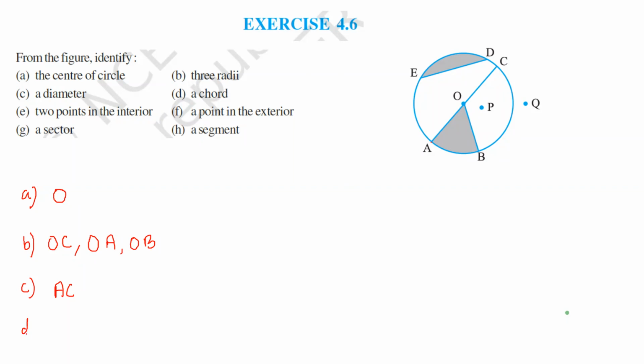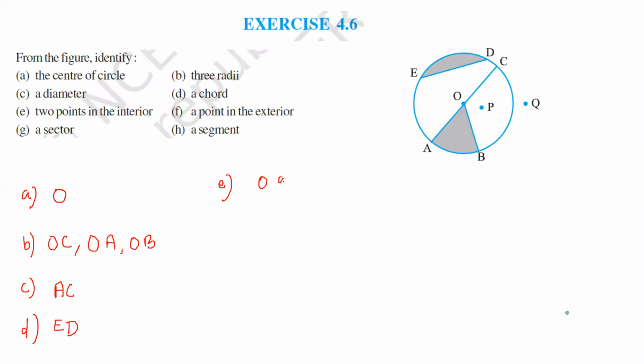Question D: a chord. ED is a chord. What about AC? Is AC a chord? AC is a diameter, it is a diameter. But I'm asking you, is it a chord? Yes. Then question E: two points in the interior.